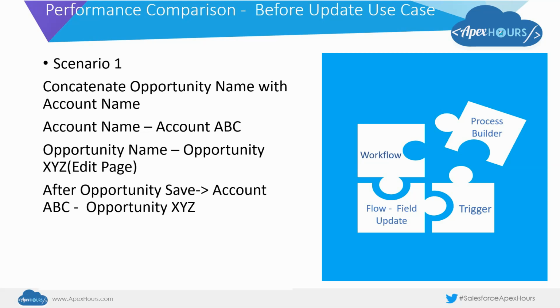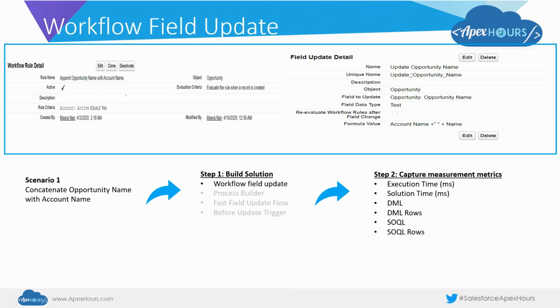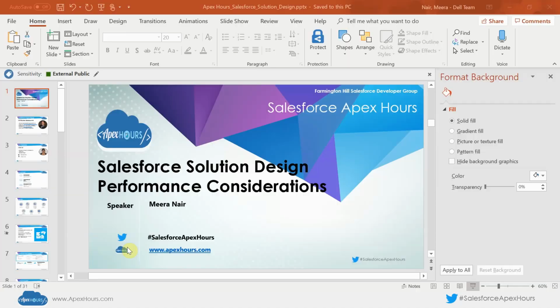So Salesforce provides multiple solution options for this. You can use a workflow field update, a process builder, or a flow which uses fast field update, or a before update trigger. Let us see each solution option. So before getting started, there is an important step that you need to do. That is, you need to enable debug log. Let us do that first.